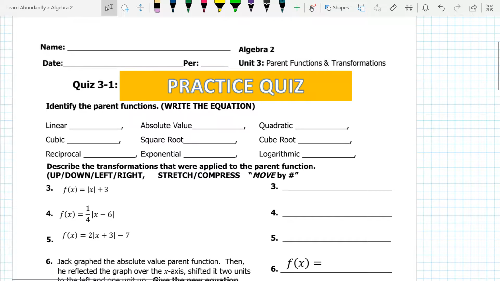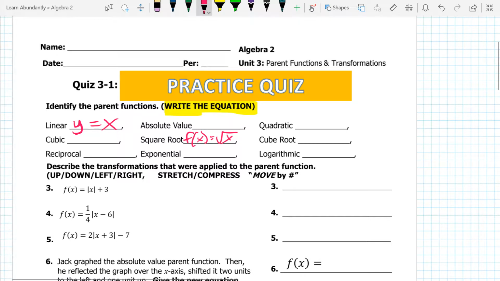First thing I want to highlight is that when we say identify the parent functions, what we mean is write the equation. I expect you to know by name all of your parent functions that we talk about in this class, which is like 9 of them. And that just means we can write the function. We can write it in y equals, like y equals x for linear, or we can write it with an f of x. For example, f of x equals the square root of x for the square root function.